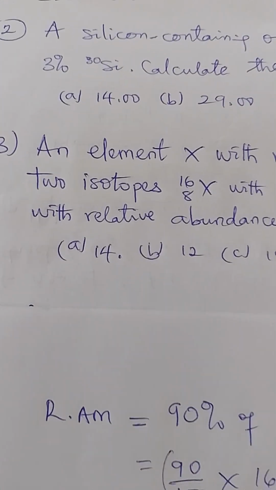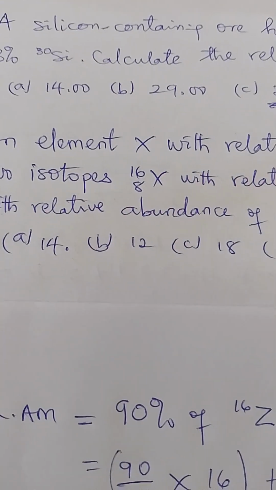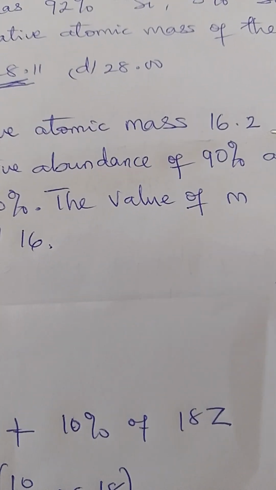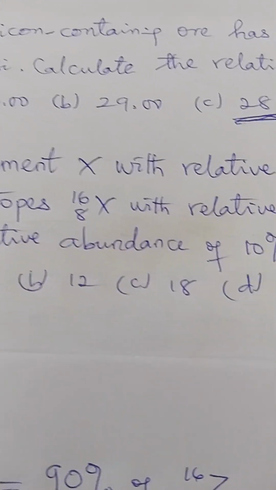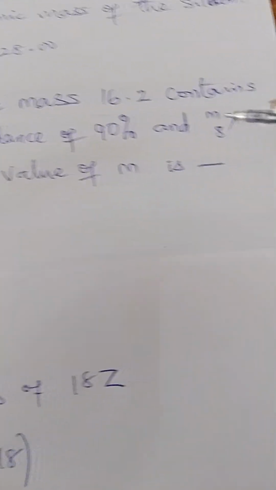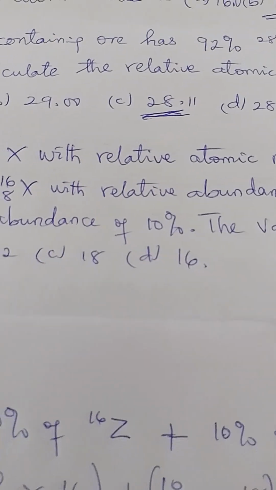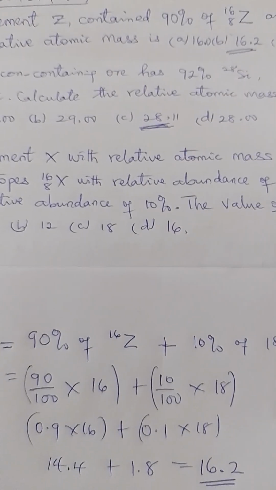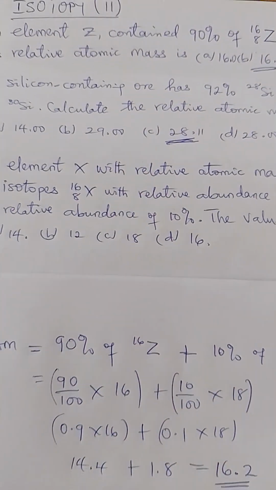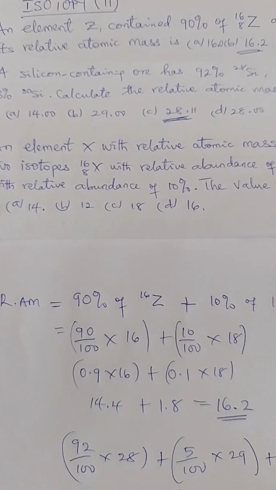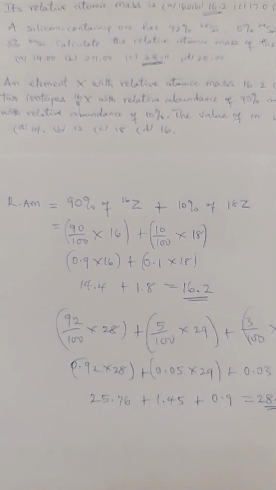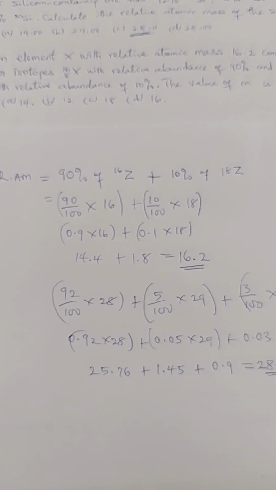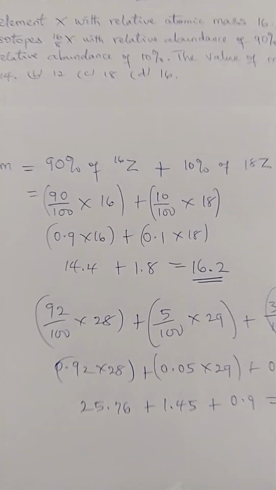The next one says an element X with relative atomic mass 16.2 contains two isotopes, 16 over 8 X with relative abundance of 90% and M over 8 X with relative abundance of 10%. Now say the value of M is... See that this one is different from the previous ones I solved before, but it's very, very simple. We use the same formula. In this case, we have been given the relative atomic mass.